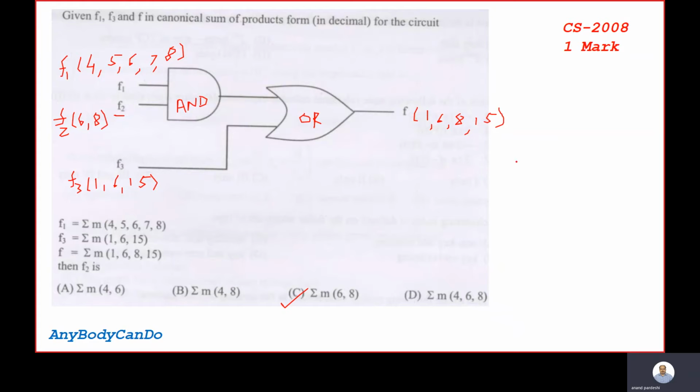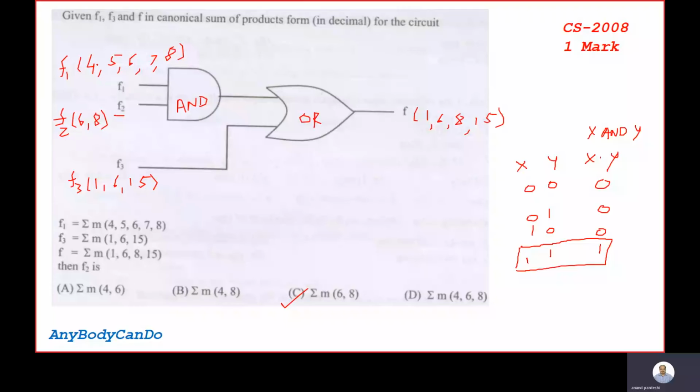So we know that AND gate. So let me write a normal AND gate table. So X into Y, or X and Y. So we will take two inputs 0 0, 0 1, 1 0, 1 1. In AND, what happens? When both the inputs are 1, then only we are getting output as 1. So because this is AND gate, F1 is having these sum of products, which is nothing but 4 5 6 7 8, and F2 we are taking from the option, which is 6 and 8. And because this is AND gate, here my output will be, let me write, 6 comma 8.